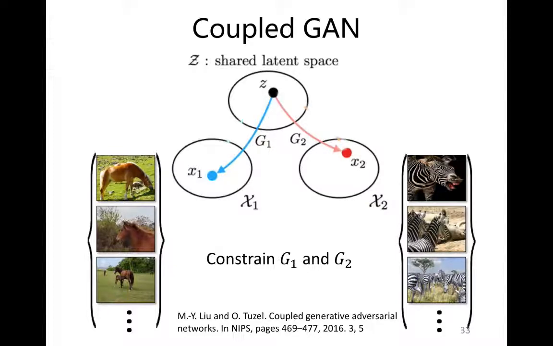And if you can constrain G1 and G2, so if G1 and G2 are the same, they are going to generate the same type of image. And if you can constrain the difference between G1 and G2, you can actually regularize your training process, right? So do you understand this basic idea?